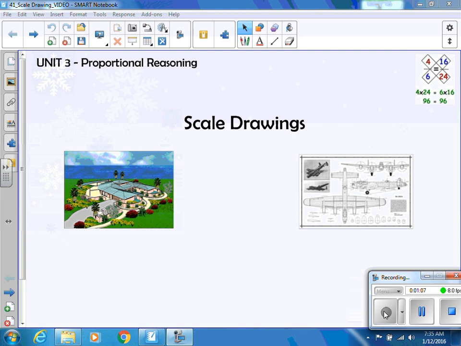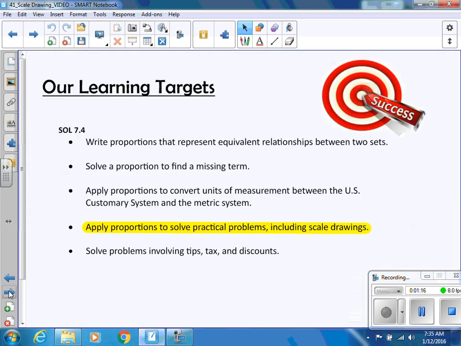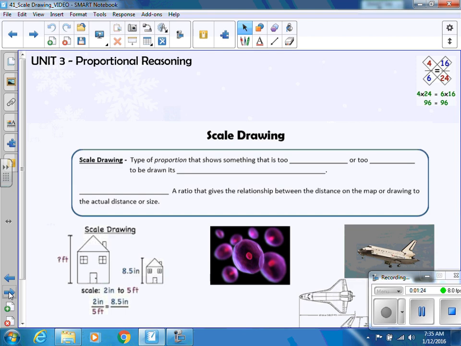There are a lot of situations in which you would use scale drawing, and we're going to talk about them more as we move into this lesson. Okay, our learning target is to apply proportions to solve practical problems, including scale drawings. And if we dive right into the notes, this is on page 8, our scale drawing notes.